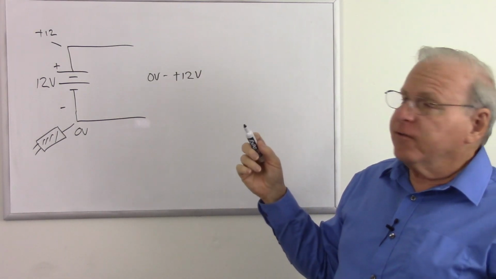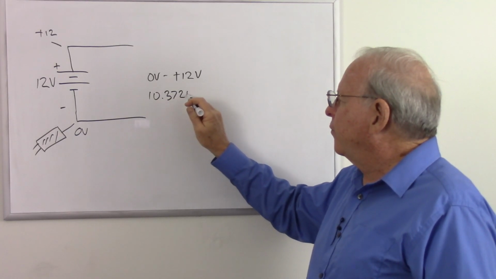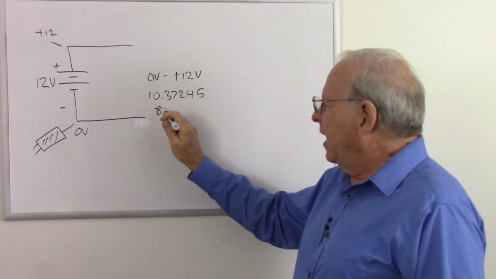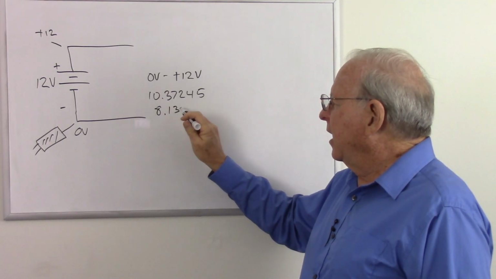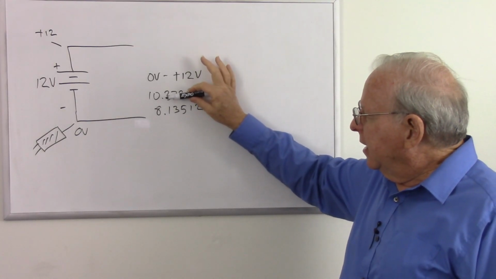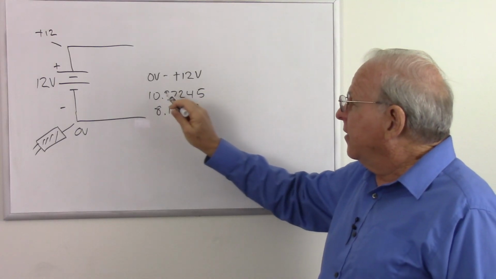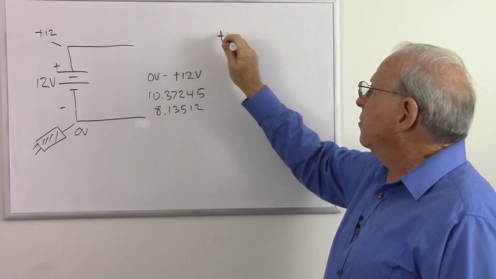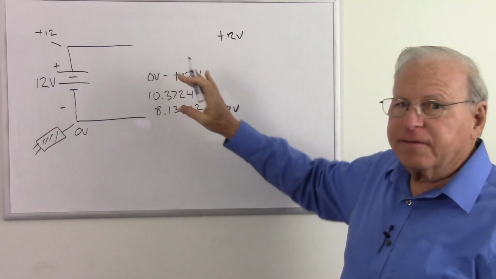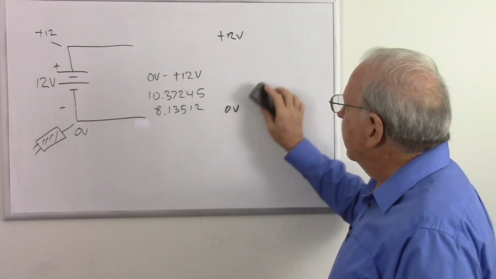So I could have a voltage of, how about 10.37245, or I could have a voltage of 8.13512. I'm being kind of ridiculous here with how far I'm going down the decimal points, but I'm showing that I can have any voltage that is within that range. So we can go to positive 12 volts or to 0 volts. And we can very finely divide what those voltages are. So let's take a look at an example of what I might be talking about.